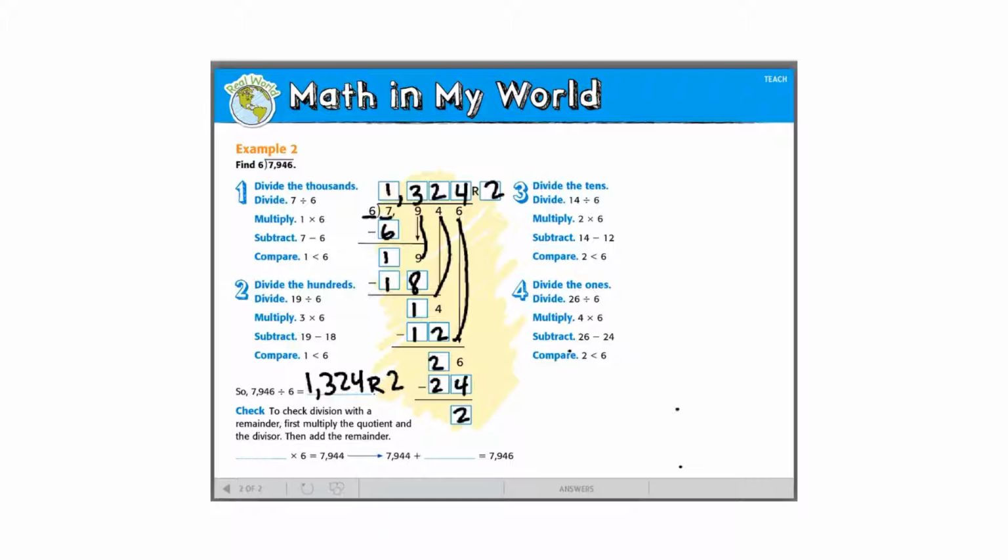So then if we were going to check our answer using multiplication, it would be 1,324 times 6, but then you'd have to add the remaining 2 on there. So if you're checking your answer and the answer had a remainder, you multiply the main answer and then you add the remainder at the end. So you have to remember that part. Otherwise you get a different number.